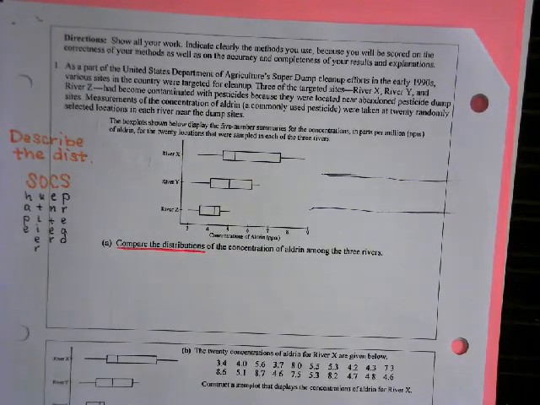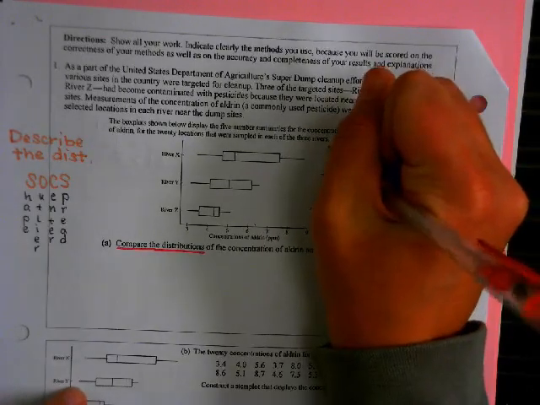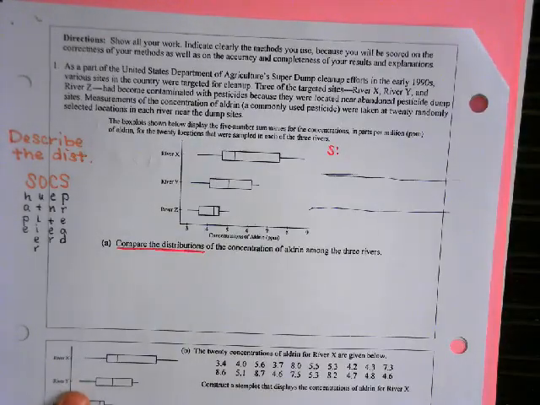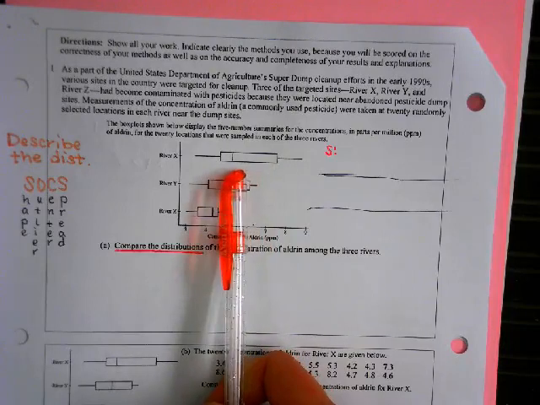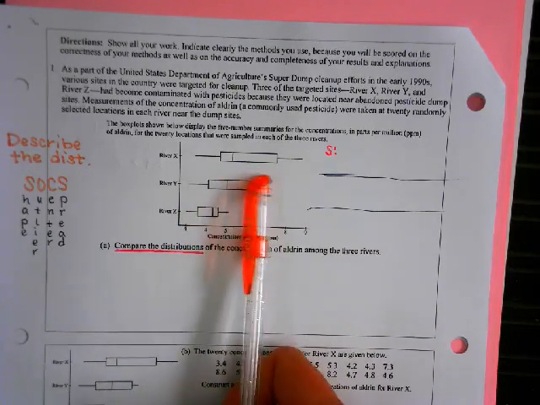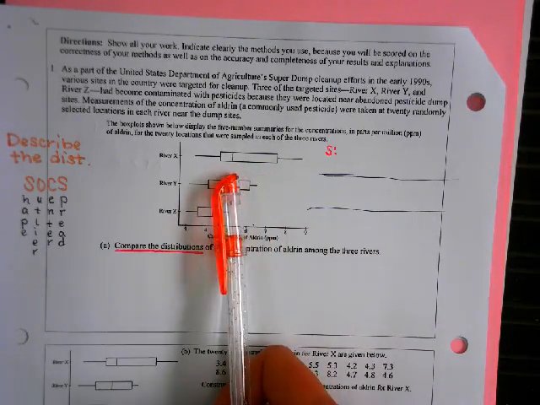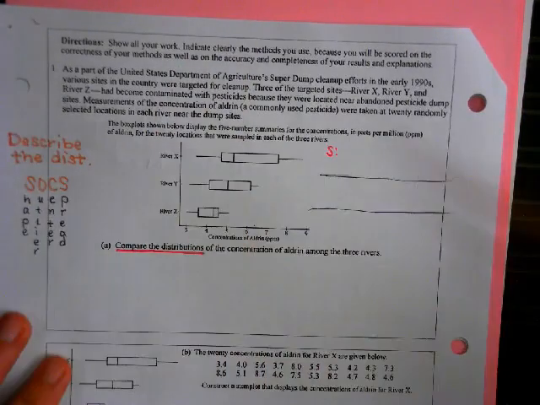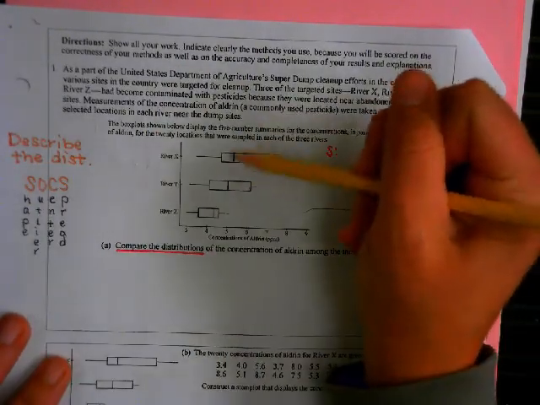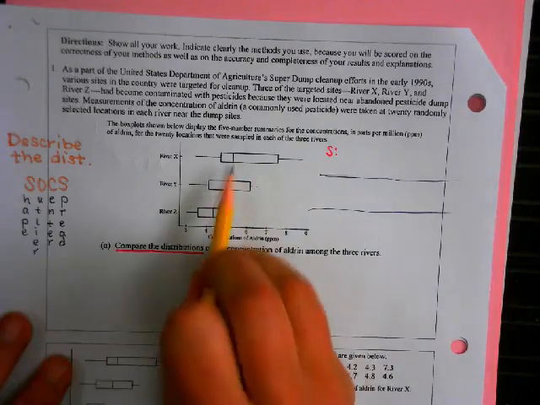Alright, so we're going to identify the shape for river X first. I'm just going to go down. So, symmetric, skewed. What do you guys think for the shape? Skewed right. For sure. If we look at the halves of the boxes, the left half of the box is much smaller than the right half of the box. So it's got a slight skew to the right.